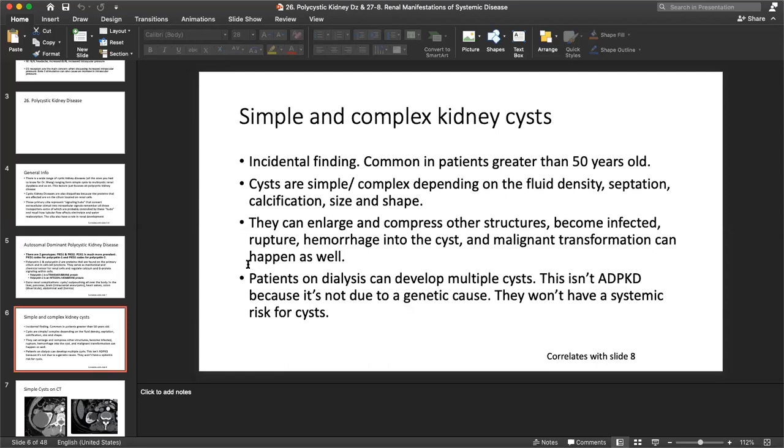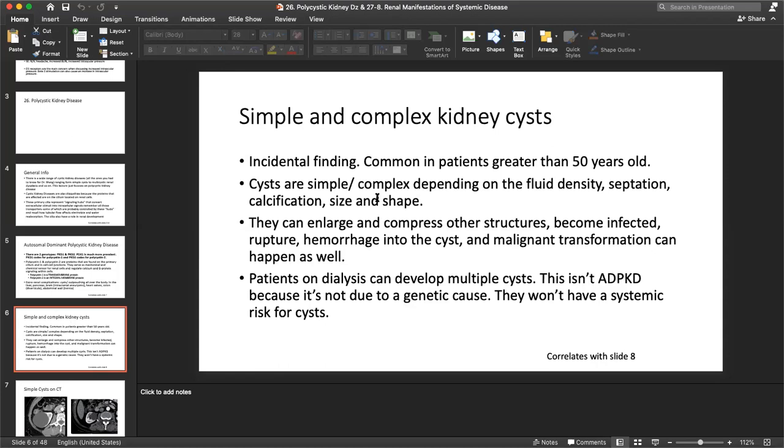Simple and complex cysts. Simple cysts versus complex cysts are going to be based on the fluid density and the septation, calcification, size, and shape. And we're going to look at some pictures of these.